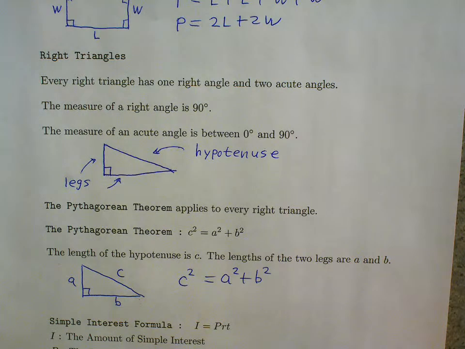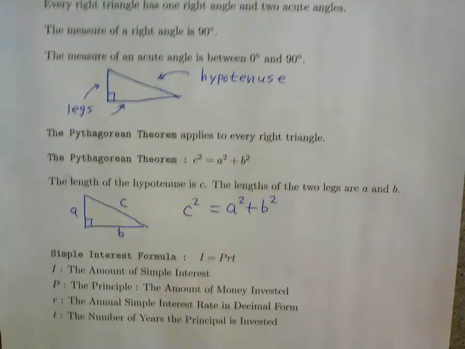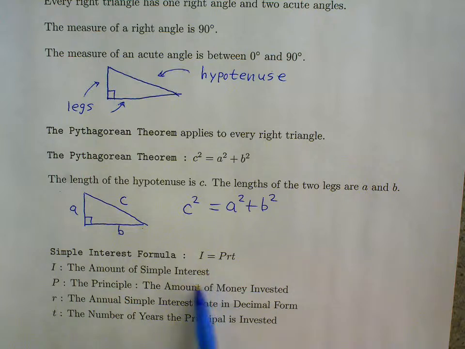Here, the next formula, the simple interest formula. The formula is capital I equals capital P times R times T. Capital I is the amount of simple interest. Capital P is called the principal. That is the amount of money that is invested. R is the annual simple interest rate in decimal form. And T represents the number of years that the principal is invested.